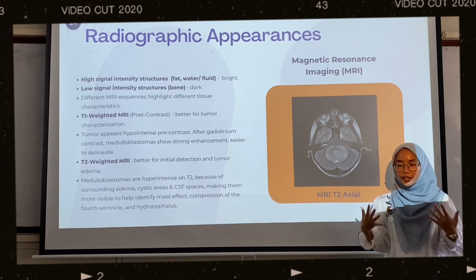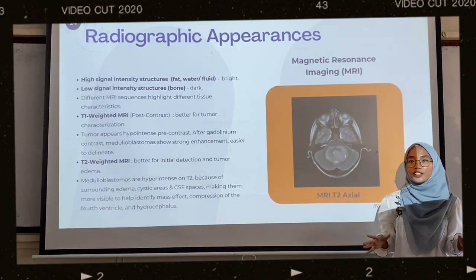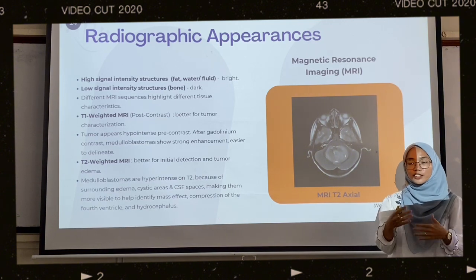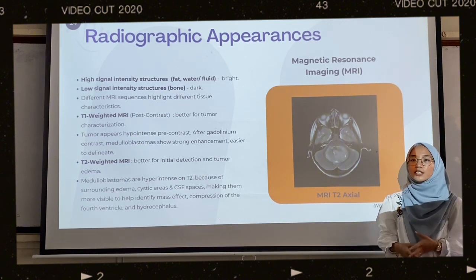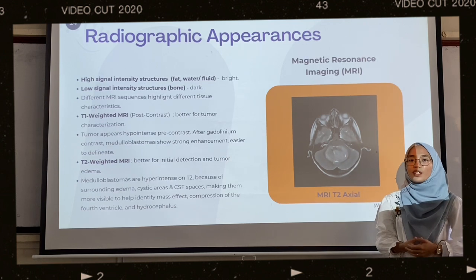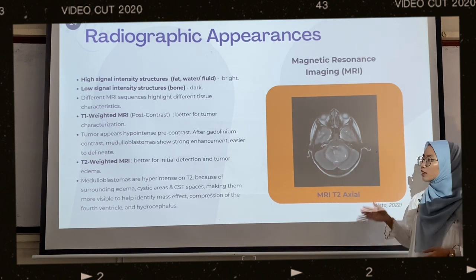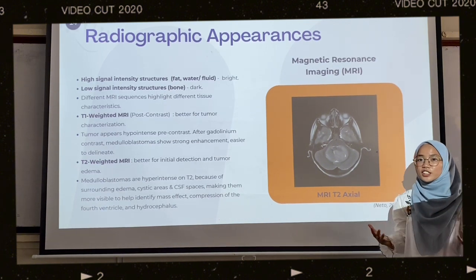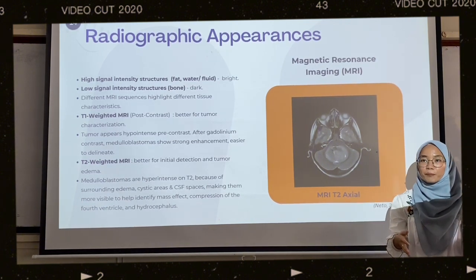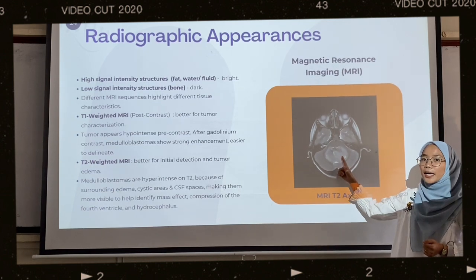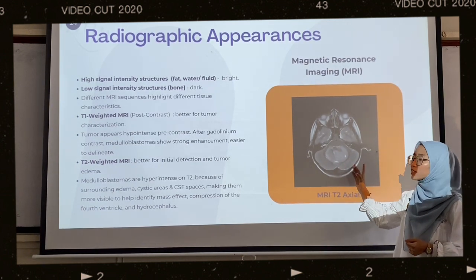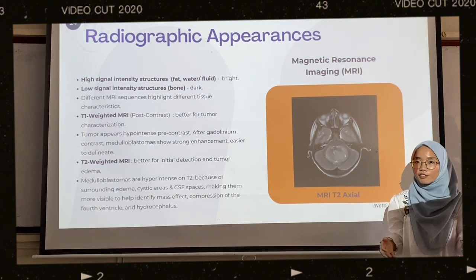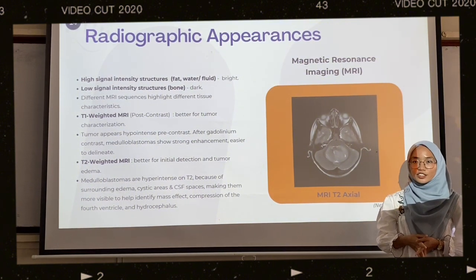For T1 weighted MRI, especially post-contrast, it is ideal for characterizing tumor. Before contrast, medulloblastomas are hypointense. After gadolinium contrast, they will show strong enhancement, which will aid in clearer visualization. And then for T2 weighted MRI, as you can see, this is a T2 weighted image. It is preferred for initial detection and identifying surrounding edema. On T2, medulloblastomas are hyperintense because of surrounding edema, cystic areas and cerebrospinal fluid spaces. So this contrast will help identify the mass effect, forced ventricular compression and also hydrocephalus.